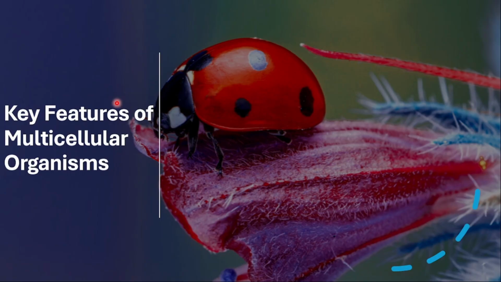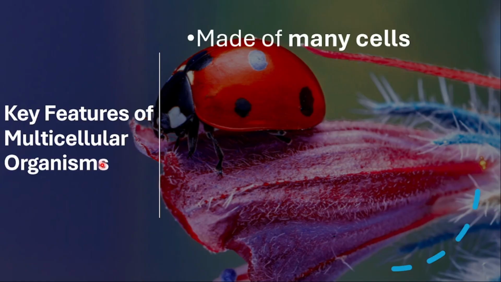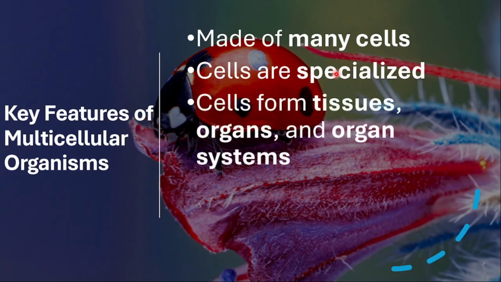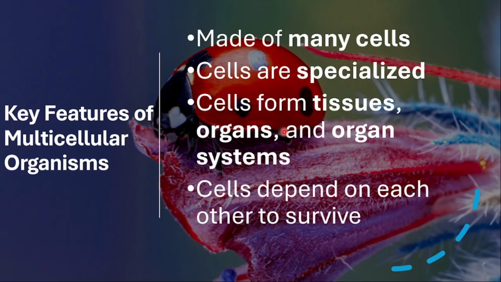Now let's consider key features of multicellular organisms. Well, they are made up of many cells. In multicellular organisms, we have cells that are specialized. Multicellular organisms consist of cells, and cells form tissues, and tissues form organs, and organs form organ systems. And then, in multicellular organisms, we have cells that depend on each other to survive, whereas in unicellular organisms, that cell can live independently. But in multicellular organisms, these cells depend on each other to survive.